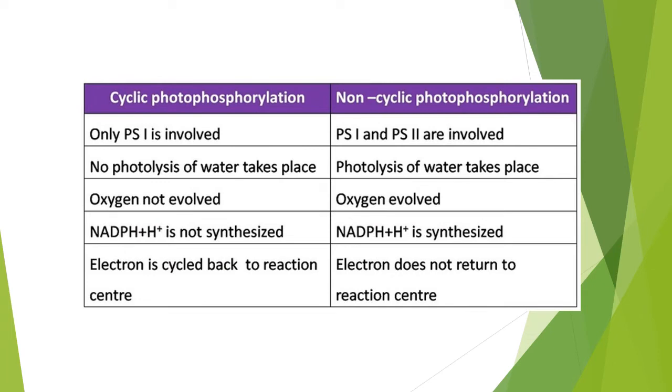Cyclic and non-cyclic phosphorylation difference. Only PS1 is involved in cyclic. In non-cyclic, both are involved. In cyclic, no photolysis of water. In non-cyclic, photolysis of water. In cyclic, oxygen is not evolved, whereas in non-cyclic, oxygen is evolved. In cyclic, NADPH plus H plus is not synthesized. In non-cyclic, it is synthesized. So in cyclic, the electron is cycled back. In non-cyclic, it is not.